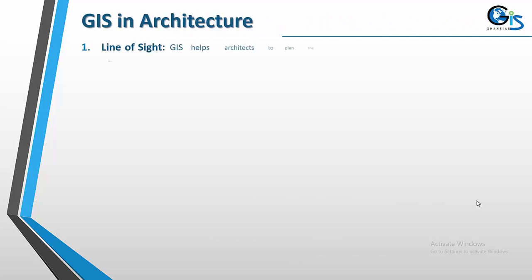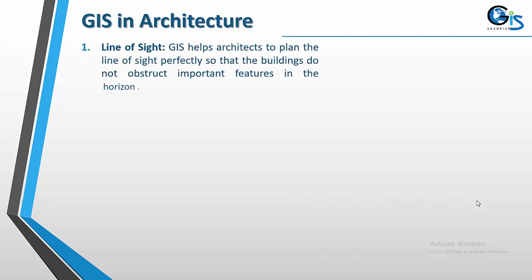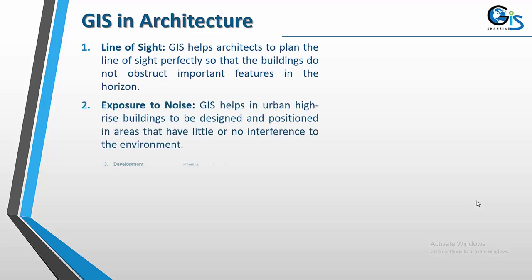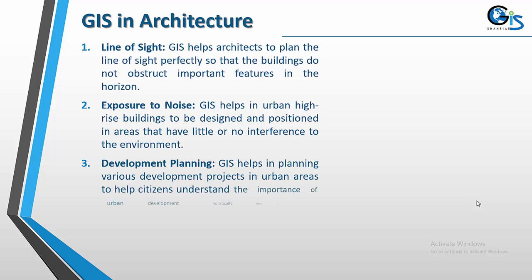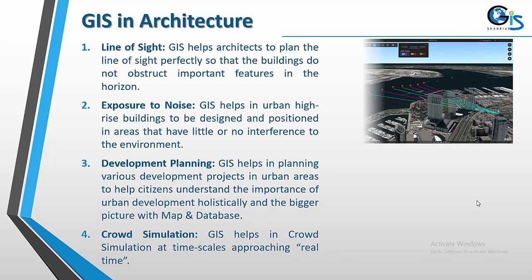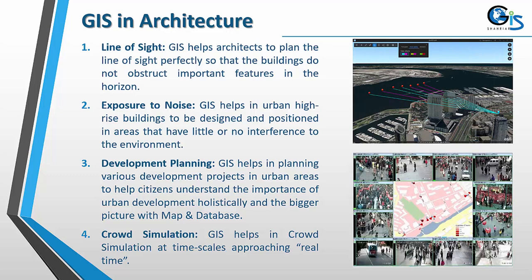Now let's see a different sector, GIS in architecture. All architects already know about line of sight in their project work. GIS helps architects to plan the line of sight perfectly so that the buildings do not obstruct important features in the horizon. See the image, first image.